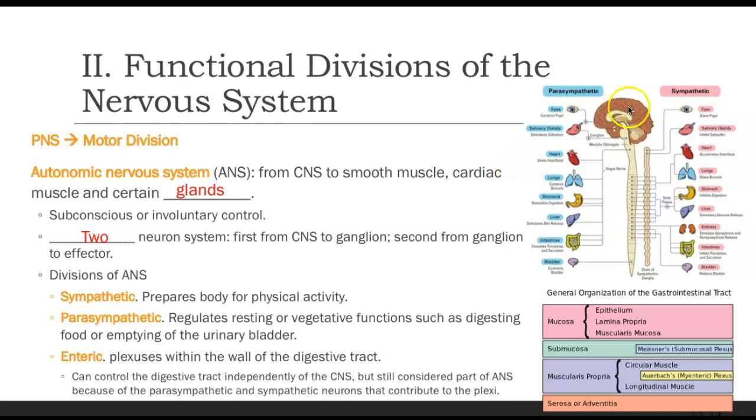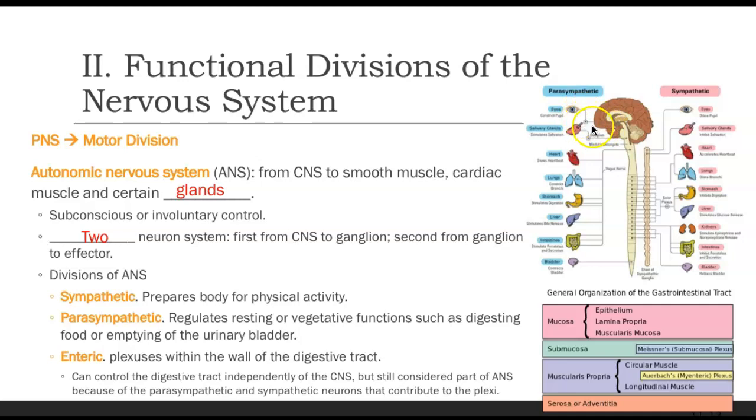I think I'm going to use this one as our example. So we've got two neurons here. Our first neuron is leaving the central nervous system, so the brain here, and it travels over to a ganglion. Now remember what ganglion meant? It meant a collection of cell bodies within the peripheral nervous system. And there we are going to synapse with a second neuron that'll leave the ganglion and travel over to our effector organ. So there are two neurons. That's what we mean by a two neuron system.